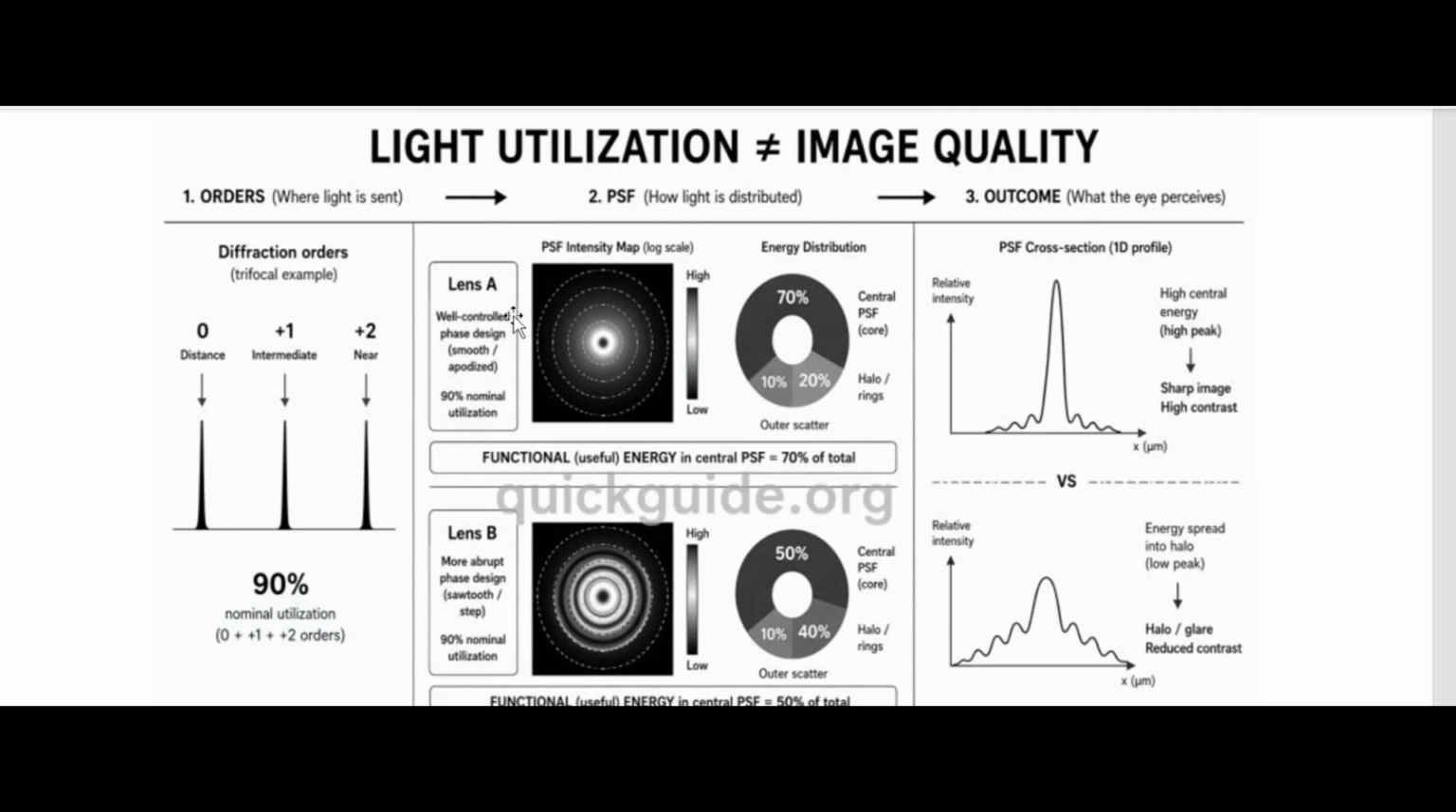Because if you see in this example, lens A and lens B have the same light utilization, which is around 90%. But in lens A, much of the light is concentrated in the central lobe. In terms of the point spread function, you see a very high central light energy intensity, followed by very low light that goes to the Airy pattern.